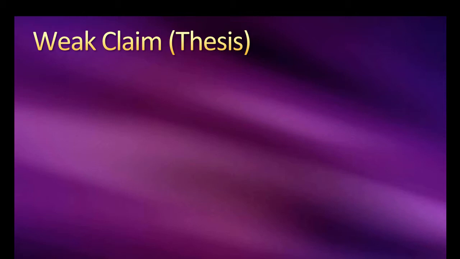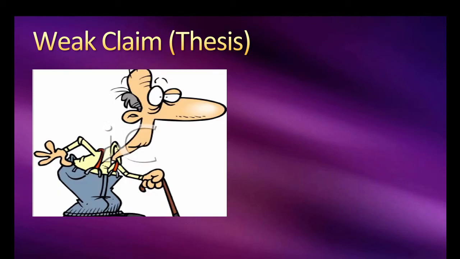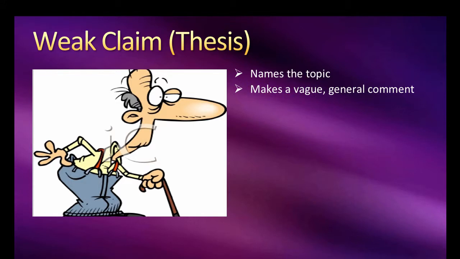Now, there are actually two types of thesis statements or claims that are acceptable. A weak claim or thesis statement is acceptable in that it's better than not having any claim or thesis. But it's really a very weak element in the paper, and it's really better to avoid them. So let's look at what a weak claim is. A weak claim names the topic. All claims name the topic. And it makes a comment on the topic, but the comment it makes is very vague or general.